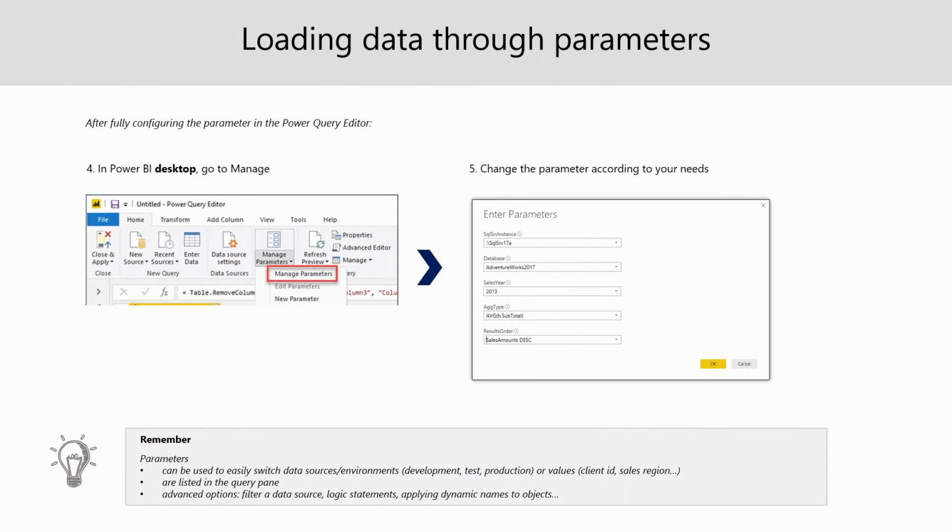Next up, we'll go to Power BI Desktop and we'll click on Manage Parameters. We can change the parameters according to our needs. So, for example, if we want to switch between databases in this instance and sales year, we can do just that. So, quick recap, parameters can be used to easily switch data sources or environments and also values.